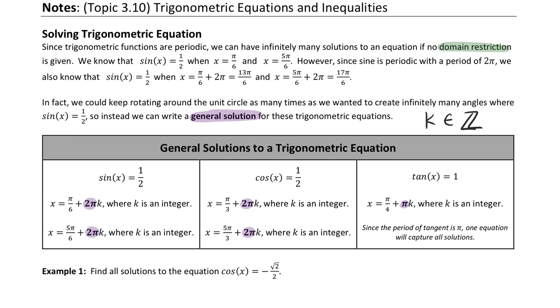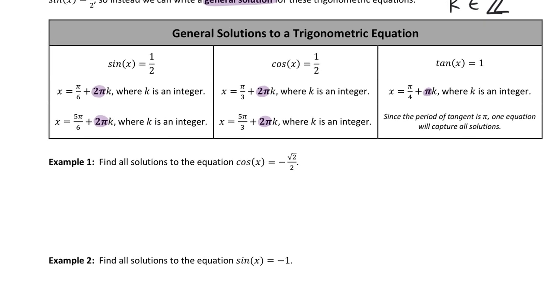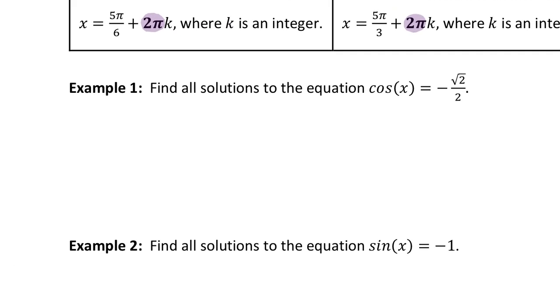Okay. So let's see what this might look like, and let's practice writing some general solutions. Let's find all solutions to the equation cosine of x equal to negative square root 2 over 2. What I want you to think of is not inverse trig necessarily, because we're going beyond just the restricted domains for those functions. Cosine of some angle is equal to negative square root 2 over 2. Can anyone think of the angle that I'd plug into cosine to get negative square root 2 over 2?